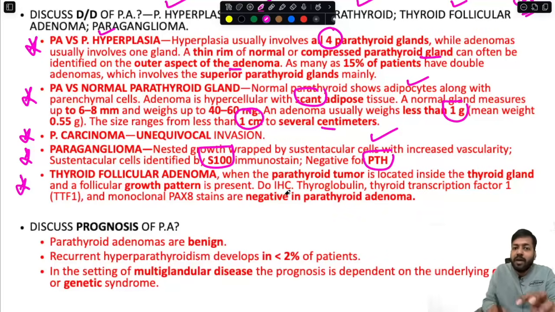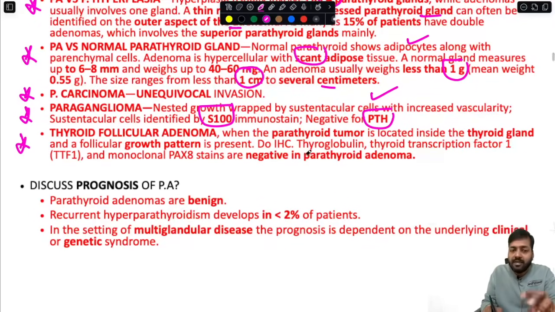Thyroid follicular adenoma, as I already explained. This confusion can occur when the parathyroid tumor is located inside the thyroid gland and a follicular growth pattern is present. So in that case, do IHC. As I said, thyroglobulin, TTF1, and monoclonal PAX8 stains are negative in case of parathyroid adenomas.